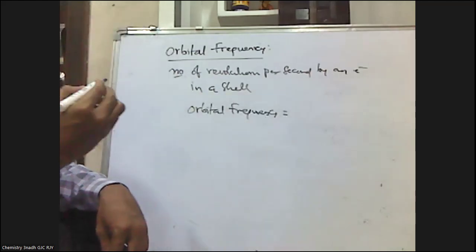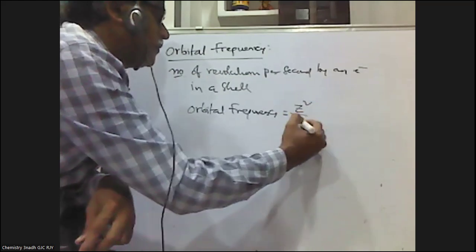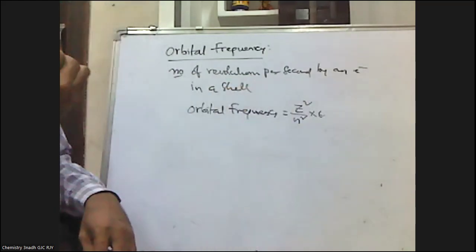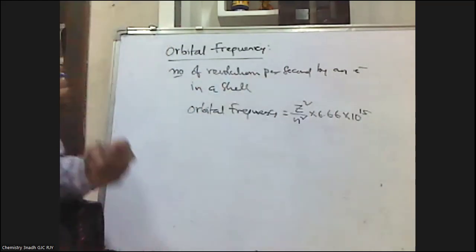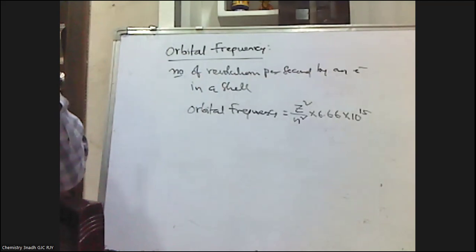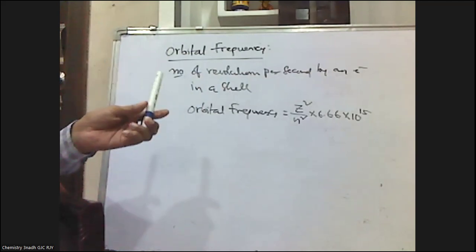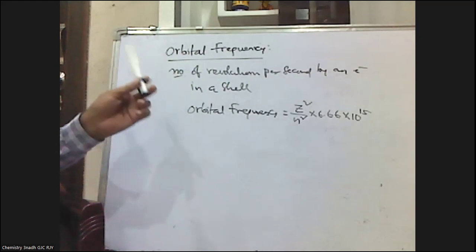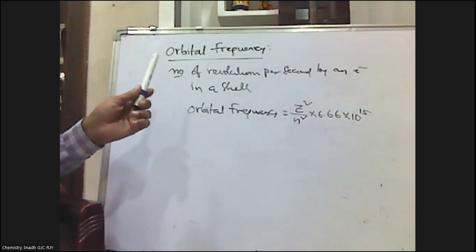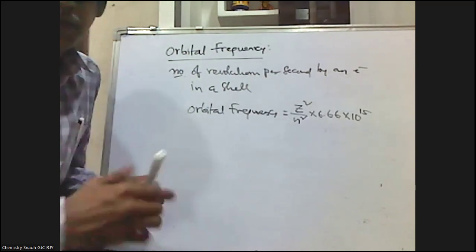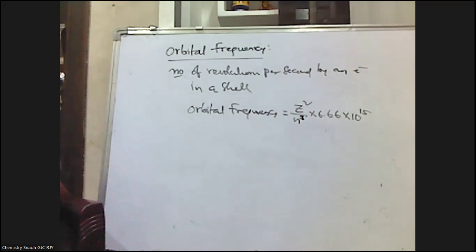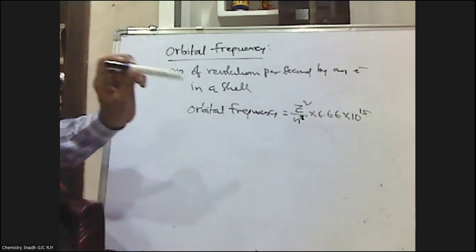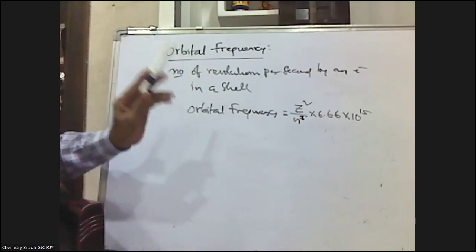The expression for the orbital frequency is z square by n cube into 6.66 into 10 to the power of 15. Sorry, not n square, this is n cube. So z square into n cube by 6.66 into 10 to the power of 15. So this is the expression for the orbital frequency.